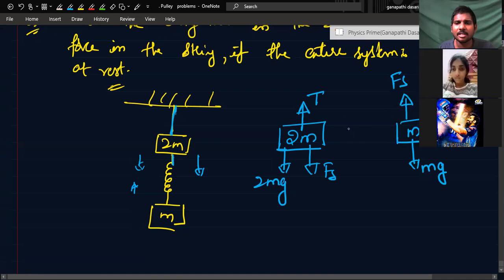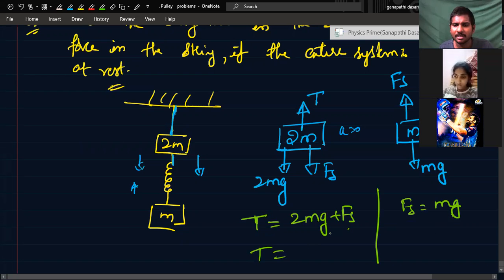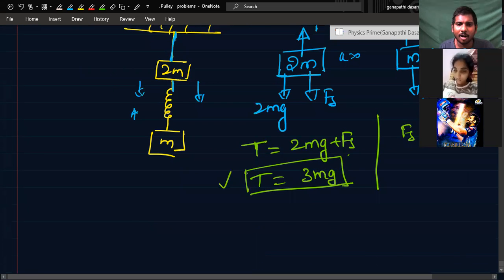That means acceleration is equal to 0. That means net force should be equal to 0 or not? T is equal to 2mg plus Fs. Here Fs is equal to mg, so I'm substituting here. So T is equal to how much? 2mg plus mg, that is 3mg.